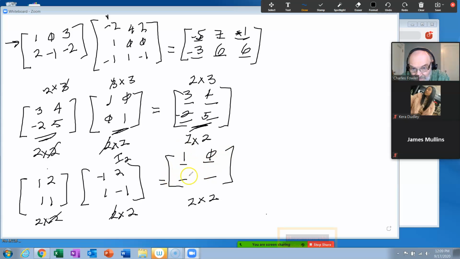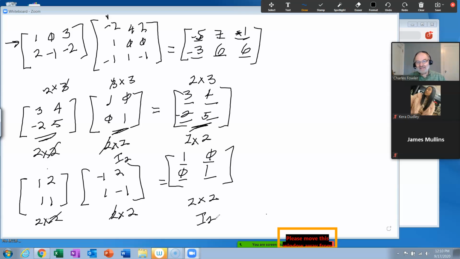The 2,1 entry here is second row by first column. That would be 1 times minus 1 is minus 1, plus 1 times 1 is 1. Minus 1 plus 1, sure enough, is 0. And then finally the 2,2 entry, second row by second column: 1 times 2 is 2, plus 1 times minus 1 is minus 1, 2 minus 1 is 1. Look at what we got. We wound up with an identity matrix, an I2 identity matrix, which is rather bizarre.